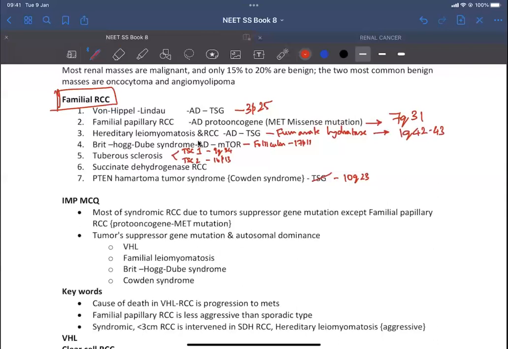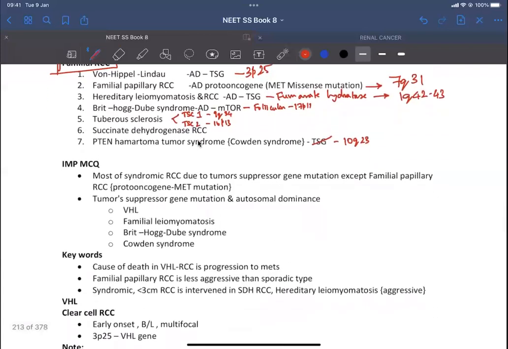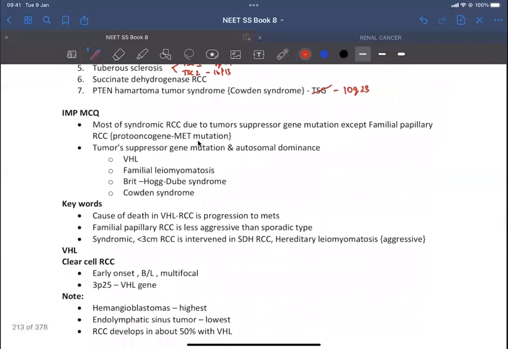HLRCC is fumarate hydratase, chromosome 1. Birt-Hogg-Dubé is folliculin in chromosome 17. Tuberous sclerosis, you've already seen it. It's chromosome 9 for type 1 and 16 for type 2, and PTEN hamartoma or Cowden syndrome is chromosome 10. So the only proto-oncogene mutation is seen in familial papillary RCC or FPRC.